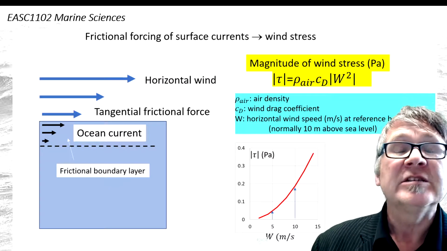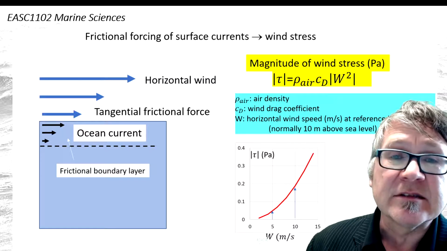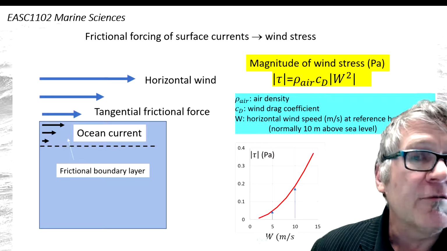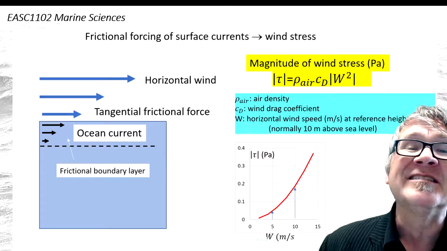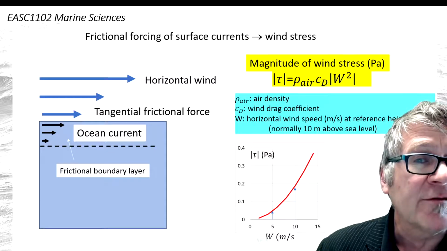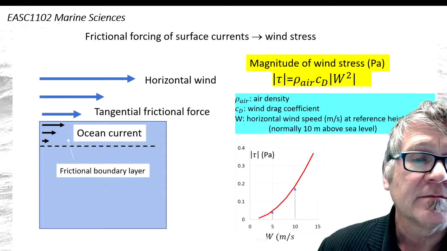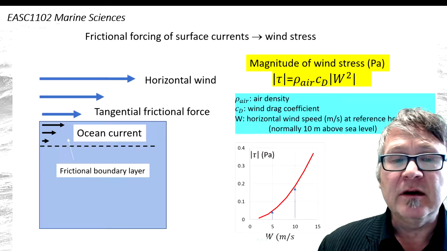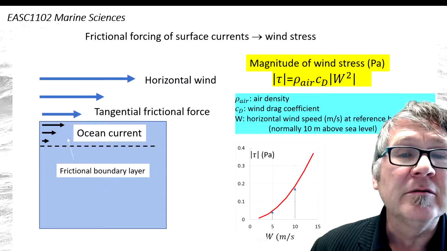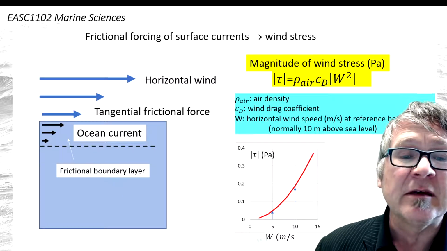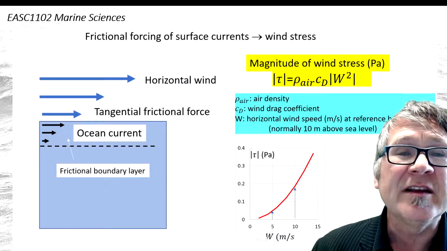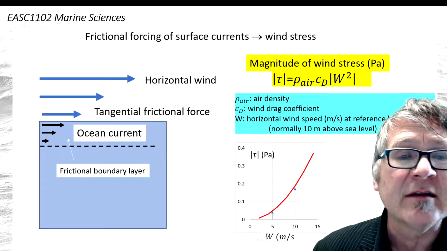Okay. So the magnitude of the wind stress, that's the name of this frictional force. The frictional force is actually proportional to the square of the wind speed. Okay, it's a little formula. And in this formula, you see something like a W, and the W is the wind speed, and usually what we use is 10 meters above the sea surface. The wind speed in meters per second.